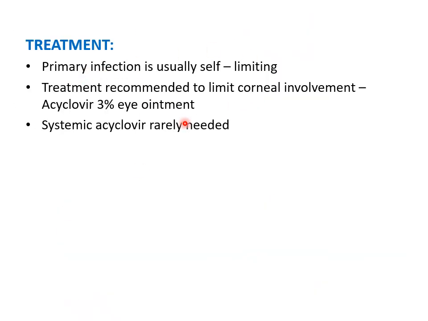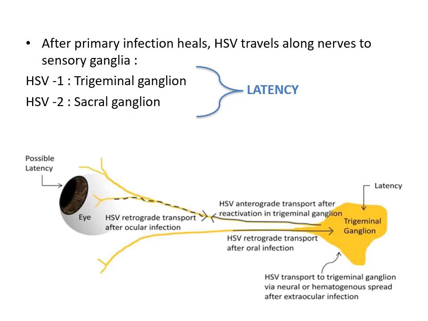Treatment: we know that the infection is usually self-limiting, and sometimes if you find that it is very severe, you can give acyclovir 3% eye ointment in order to limit the corneal involvement if you feel that the cornea is beginning to get involved. Systemic acyclovir is rarely needed in primary infections.